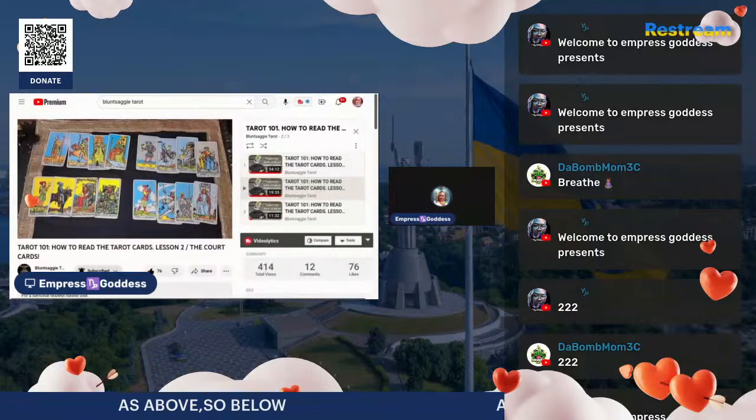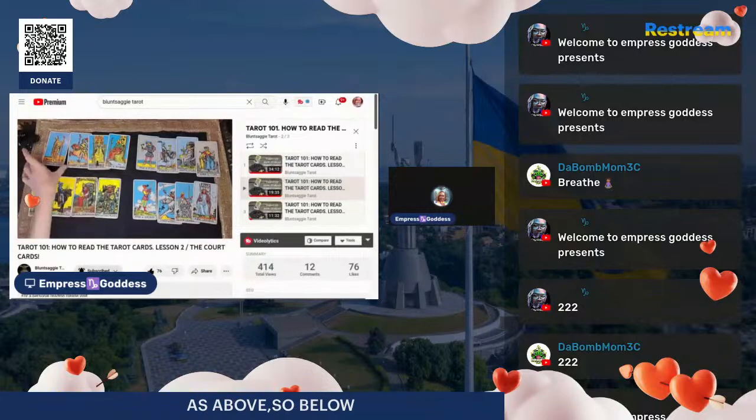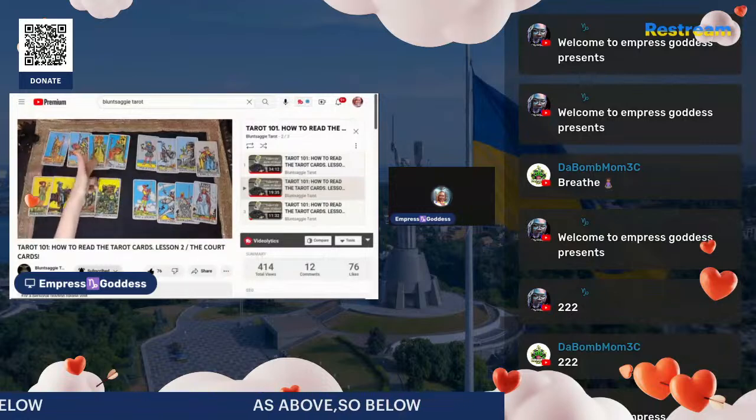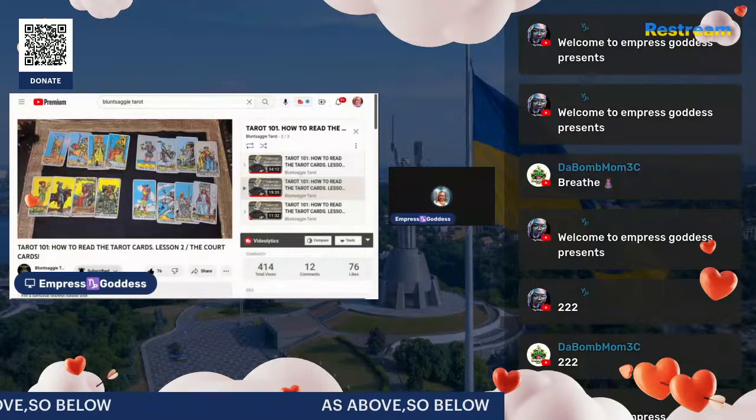When we're talking about the different suits, we always have the page, the knight, the queen, and the king. So this is a young energy. This is like a teenage energy. If we're looking at a family, this is the father, this is the wife, this is the teenager, this is the kid. So we've got a whole courtyard here of different roles and responsibilities, different characteristics, different personalities.